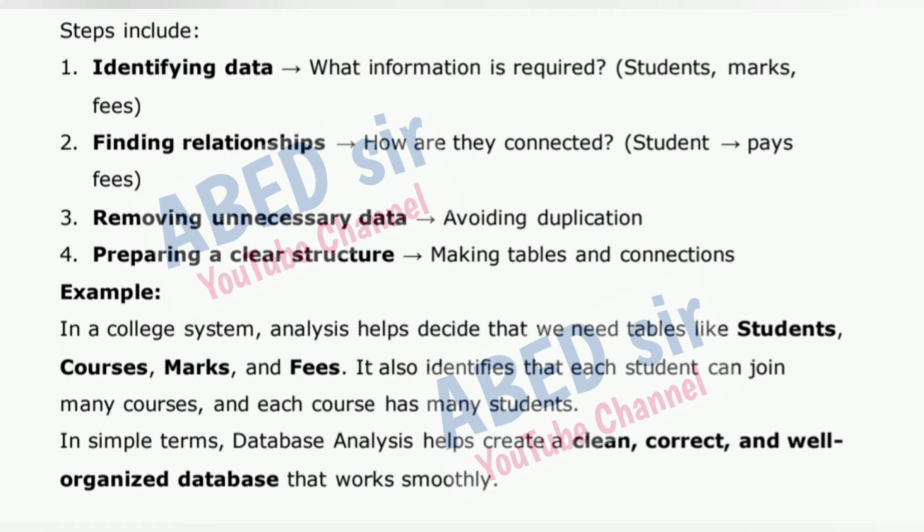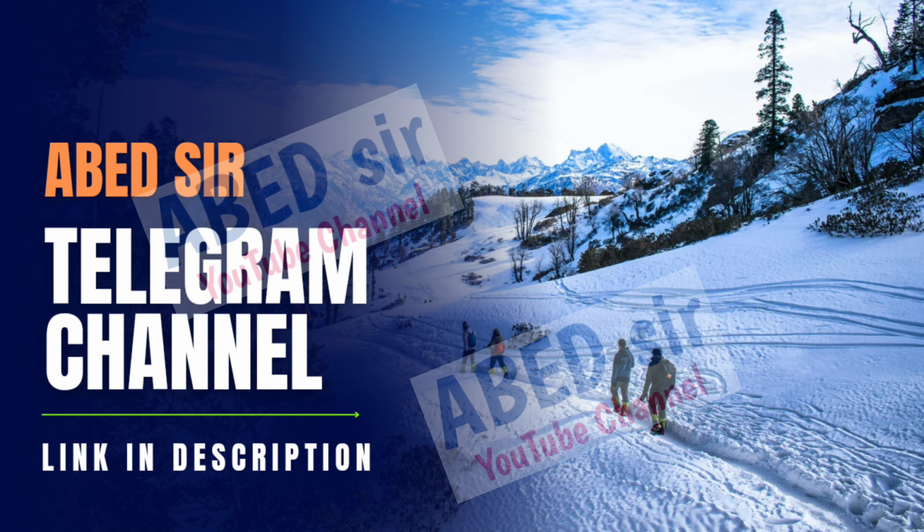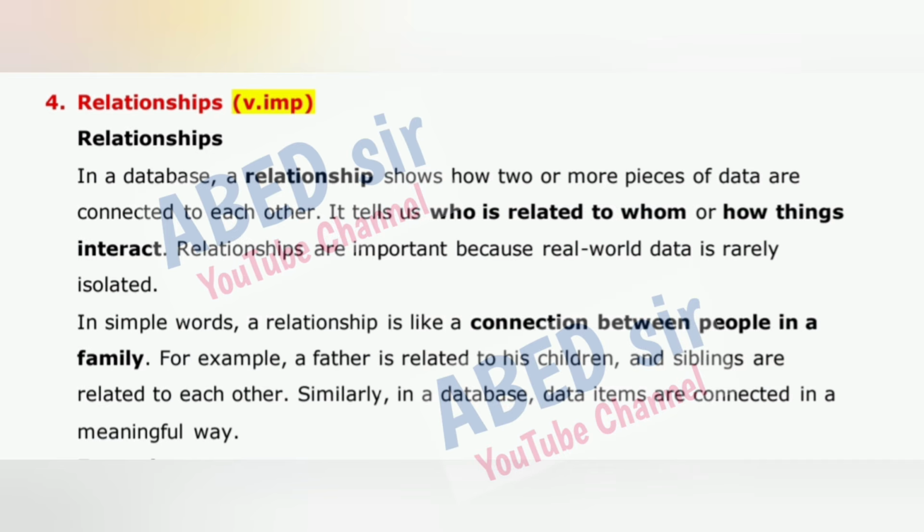Example: in a college system, analysis helps decide that we need tables like students, courses, marks, and fees. It also identifies that each student can join many courses, and each course has many students. In simple terms, database analysis helps create a clean, correct, and well-organized database that works smoothly. Next important short question is: 4.